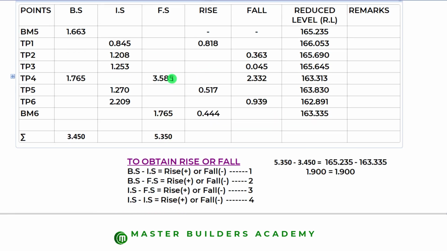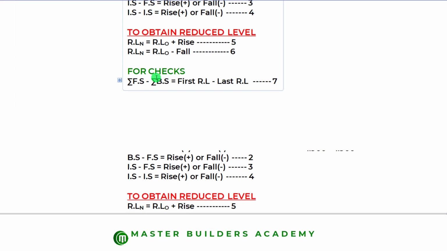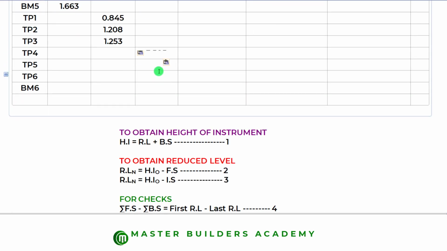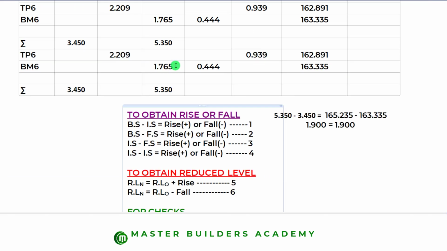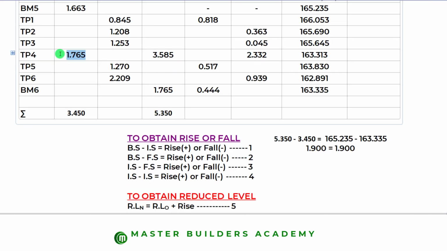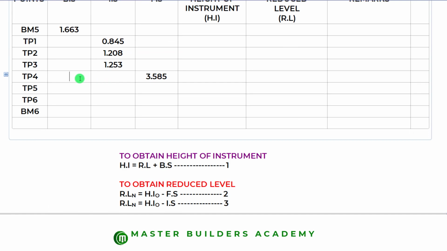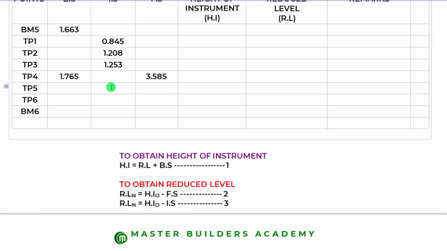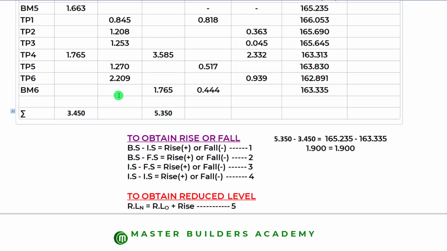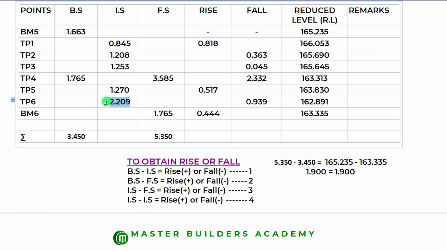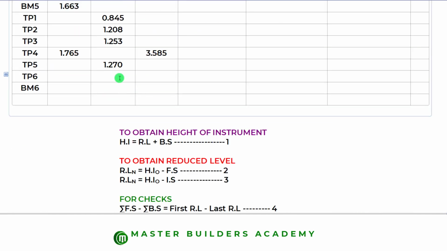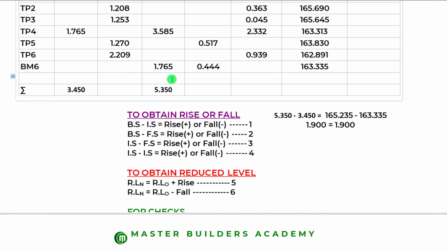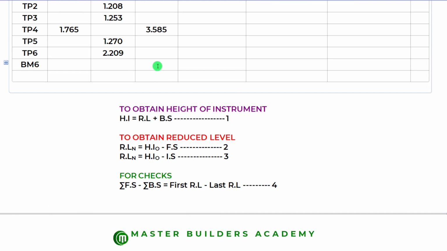Then we move down to backsight and foresight at TP4. So let's go down to TP4, foresight, place the value there. Then the backsight under TP4 as well, we get the value and then we place it there. Then we move to TP5. At TP5, you can pick the value here, it is under intersight or intermediate sight. We will come here and place it there. For TP6, we also have it under intermediate sight. We'll copy this and then we move it here. Then for BM6, we have it under foresight as this value. We will copy the value again and then place it here under foresight.